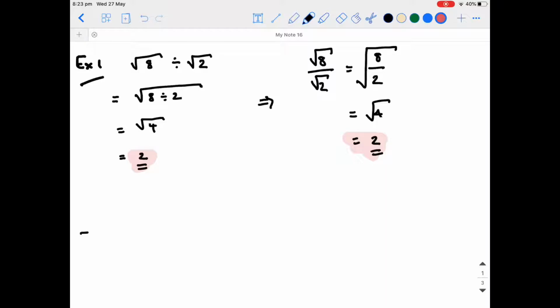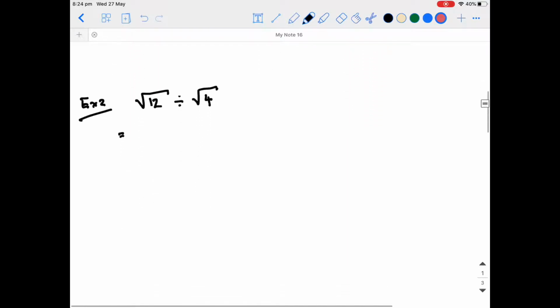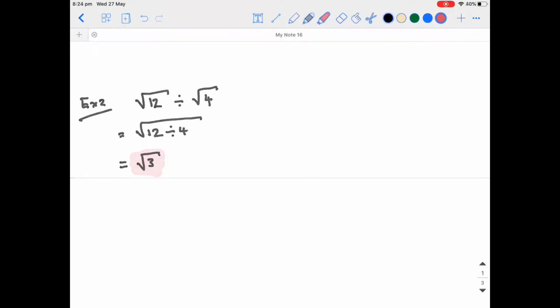Let's take a second example. For example 2, what we'll do is the square root of 12 divided by the square root of 4. And again, I'll take it under 1 root sign. This step probably isn't necessary. You could potentially do this in your head, but the root of 12 divided by the root of 4 is the same as saying the root of 12 divided by 4. 12 divided by 4 is 3, so the answer this time is the square root of 3. And that's your final answer.